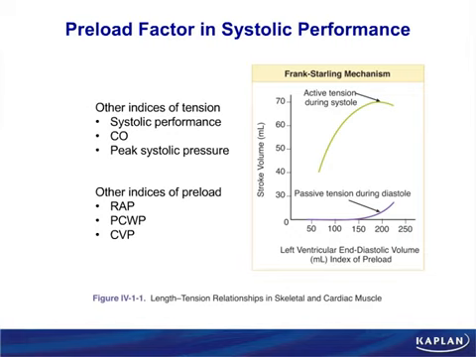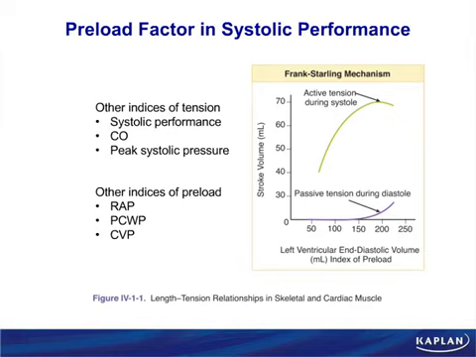So notice, x-axis, preload, we have a lot of indices we can use. Y-axis is just tension, but we don't put tension on there. We put a marker of tension: stroke volume, systolic performance, cardiac output, peak systolic pressure. All of these are viable. All of these are very viable for a y-axis.